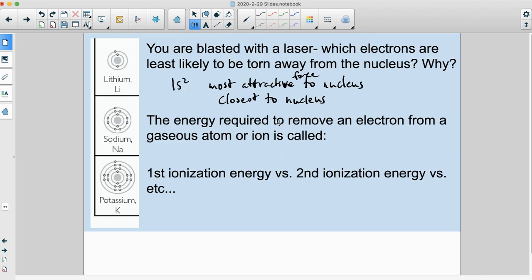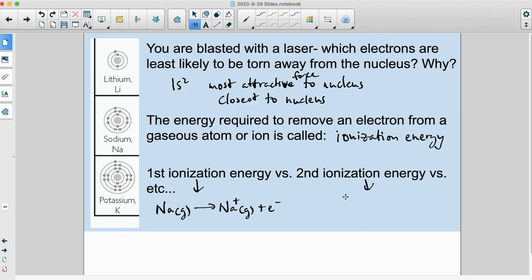So this energy required to remove an electron from a gaseous atom or ion is called the ionization energy. We start off by removing the easiest ones first, and then we go on to the next easiest, and the next easiest, and the next easiest. And so this first ionization energy of sodium is Na gaseous atom goes to Na+ gaseous ion plus an electron. That's the process for the first ionization energy.